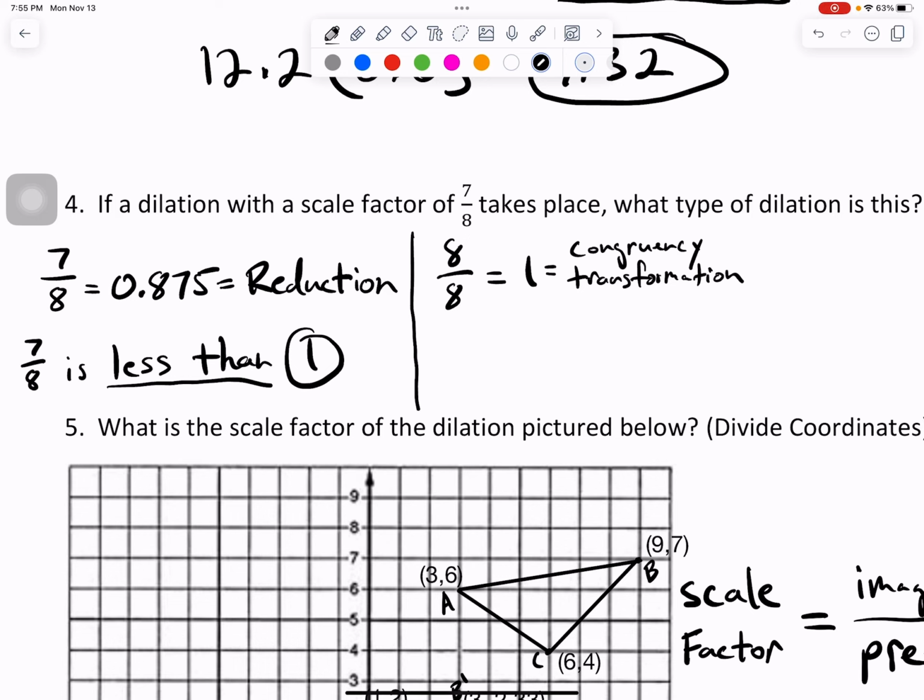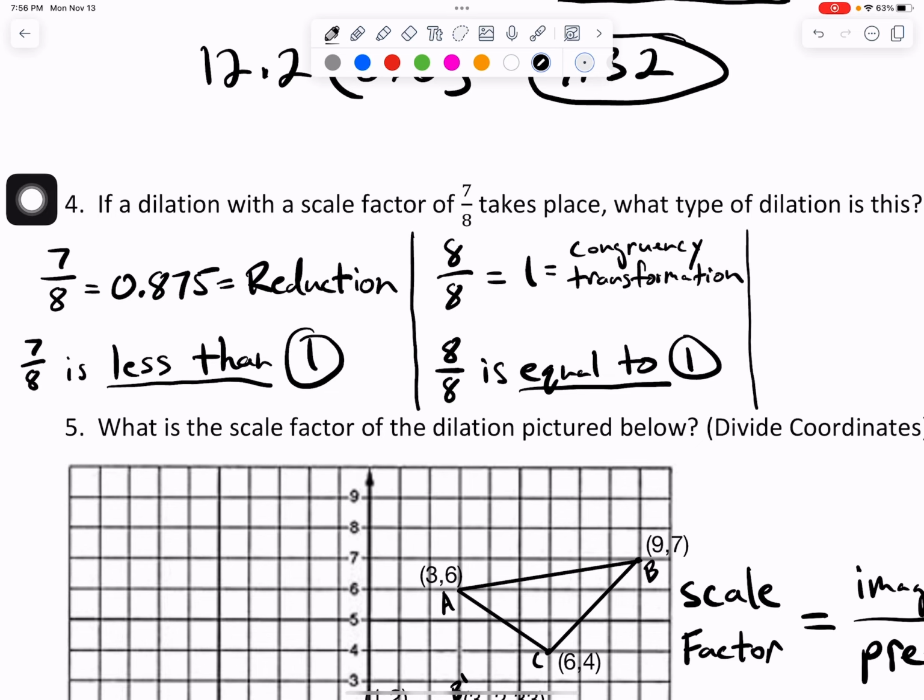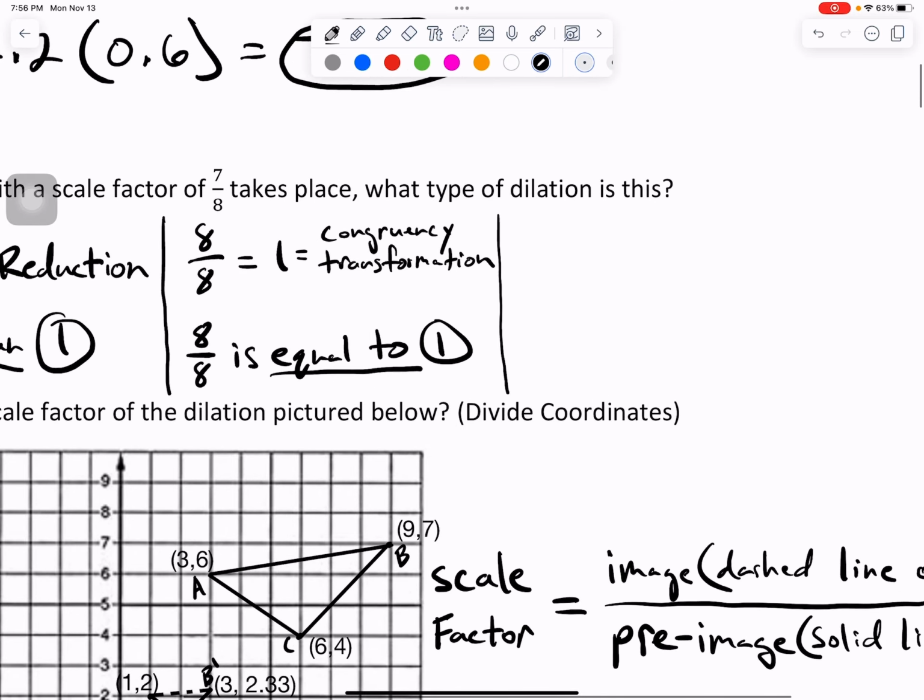All right, so with 1 equaling 1, or because 8/8 is equal to 1, that's why we have a congruency transformation. All right, what do we know about congruent? Same size, same shape. Wonderful.